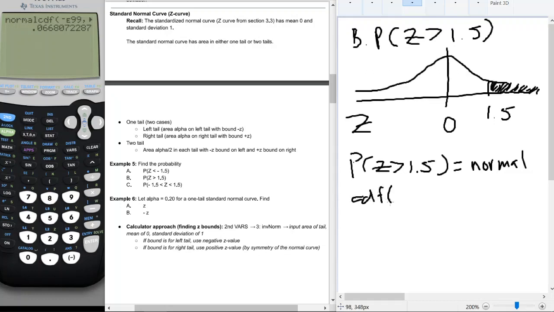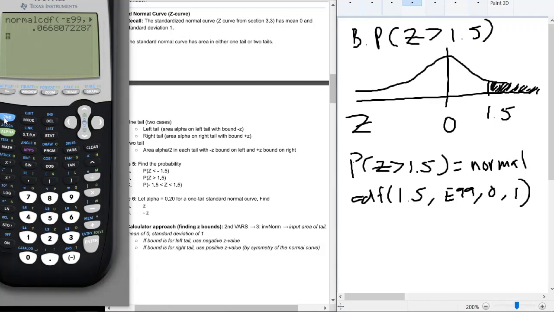Lower bound, the lowest it goes on the number line, 1.5. The highest the shaded region goes on the number line, this time it does go to infinity. The mean and sigma, when standardized, 0 and 1. So now we'll go to second vars, normal CDF. This time our lower bound is 1.5. The upper bound is E99. The mean and spread, standardized.